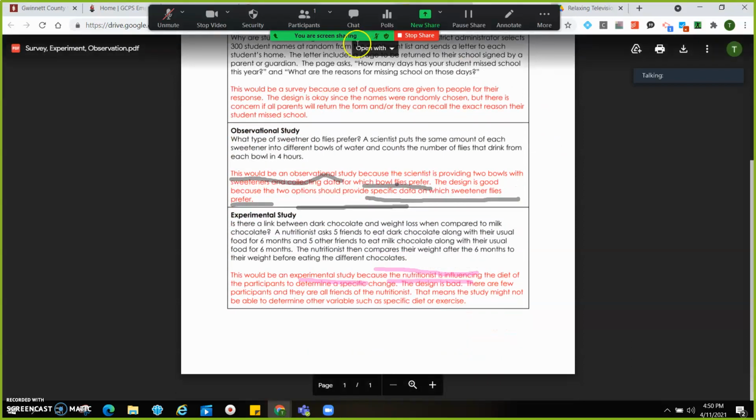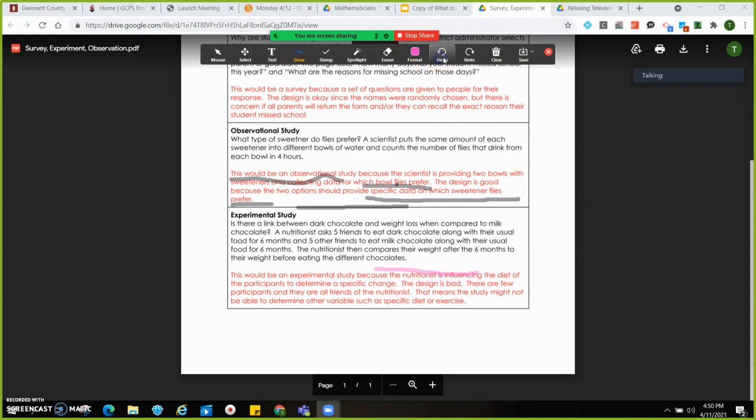So, all right, coming down here to the last one, which is the experiment. Is there a link between dark chocolate and weight loss when compared to milk chocolate? Nutritionists asked 5 friends to eat dark chocolate along with their usual food for 6 months, and other 5 friends to eat milk chocolate along with their usual food for 6 months. The nutritionist then compares their weight after 6 months to their weight before eating the different chocolate.